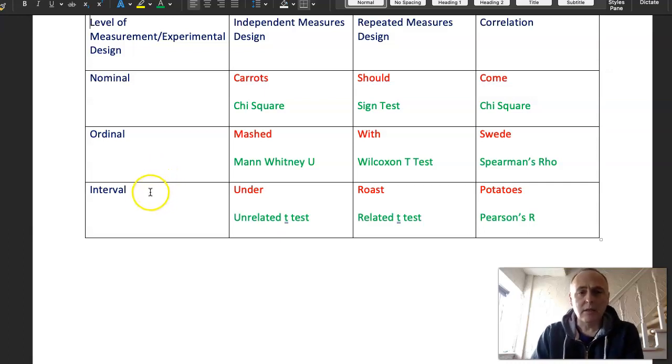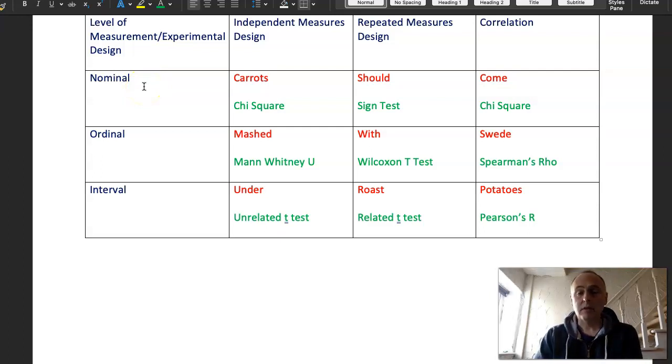Okay, so let's see how the table works then. The first column here is the level of measurement column. If you remember, one of the questions asked of you when you're making decisions about which stats tests to use is the level of measurement, what type of data has been used.